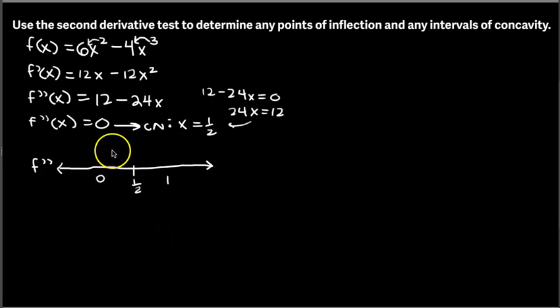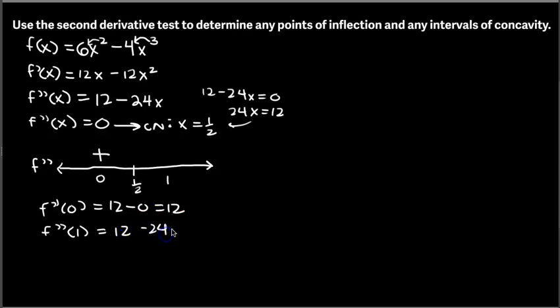So these values, we have to plug it back into the f double prime function. So if we just evaluate f double prime of x at x equals 0, we will get a positive number, right? Because f double prime of 0 equals 12 minus 0 equals 12, right? So that's positive. So we're going to put a plus here. Now we want to evaluate f double prime of x at 1. So we know that f double prime of 1 is 12 minus 24, which is equal to negative 12. And that's a negative number. So we're going to put a minus over here.